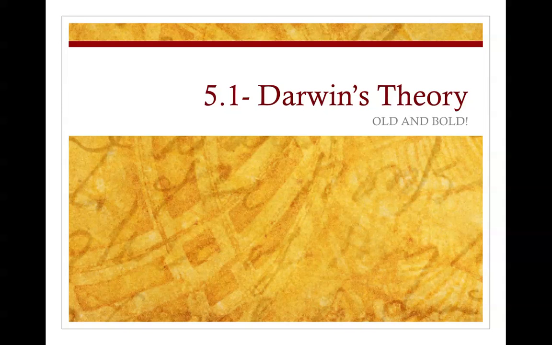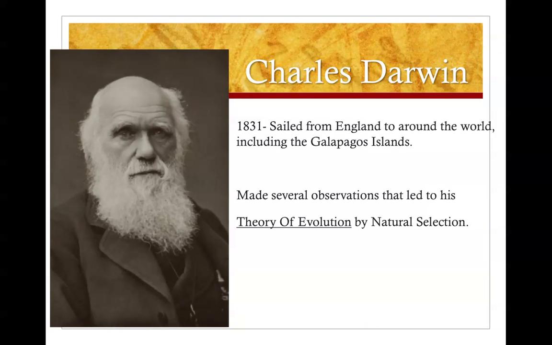So this chapter is about Charles Darwin and his theory of evolution. You read that in the 1800s he sailed all over, and one of the places that he went to was the Galapagos Islands. Most people have a picture of him that looks like this, but he was actually much younger at the time when he did it. And when he was in the Galapagos Islands, he made a bunch of different observations that led him to come up with the theory of evolution by natural selection.